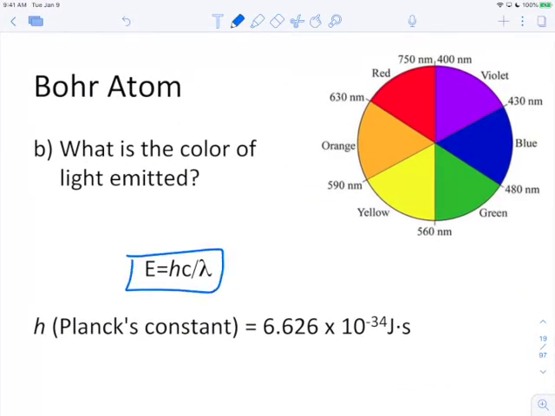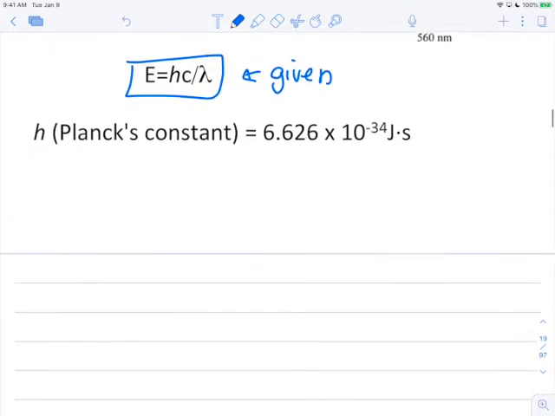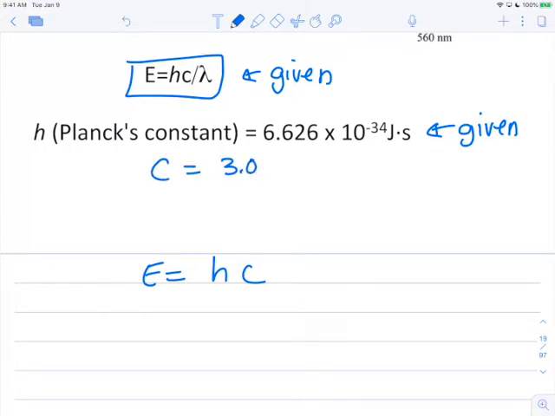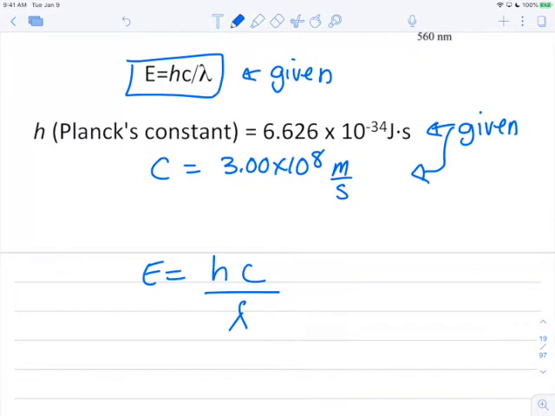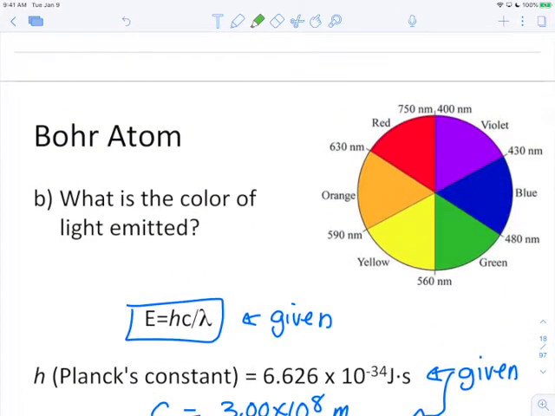So here is our formula, and again, this is going to be given. So here we have our energy equals h, which is Planck's constant, which is again going to be given, times c, which is the speed of light, which will also be given, divided by the wavelength. So in our previous problem, we found energy, and now we're going to solve for the wavelength. Once we know the wavelength, then we can come up to the color wheel and see what color it is. Now, I don't expect you to memorize the color wheel. If I want you to find a color, I will give you that color wheel.